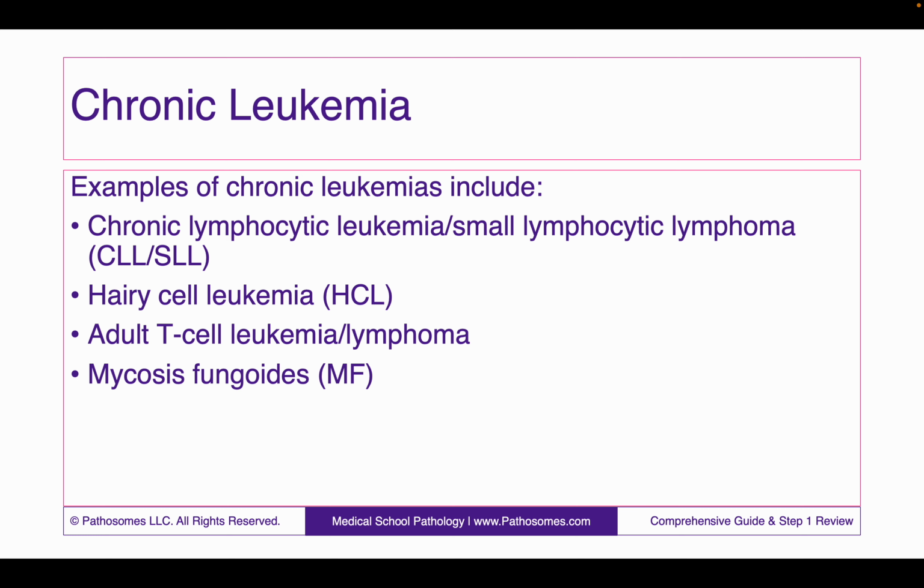Examples of chronic leukemias include chronic lymphocytic leukemia / small lymphocytic lymphoma if it involves a lymph node. Hairy cell leukemia, you know that leukemia with the neoplastic cells that have those projections from their cytoplasm that makes it look like it has a little mini afro. Hairy cell leukemia. Also adult T-cell leukemia or lymphoma, and mycosis fungoides.